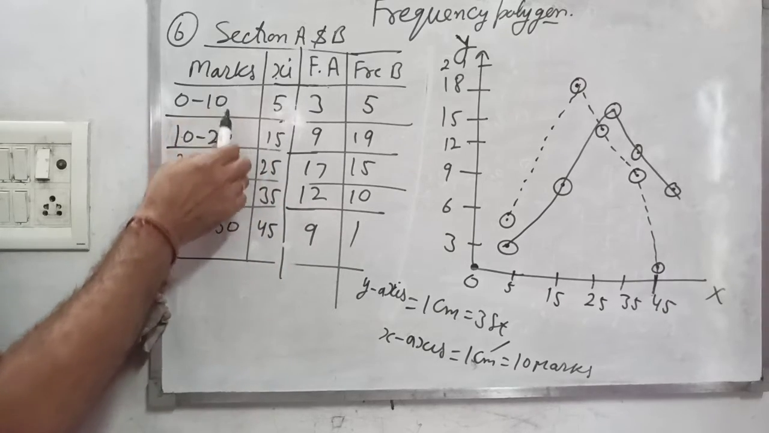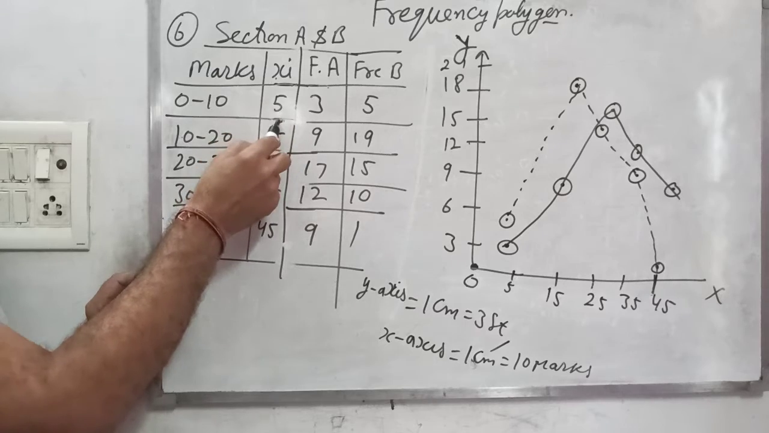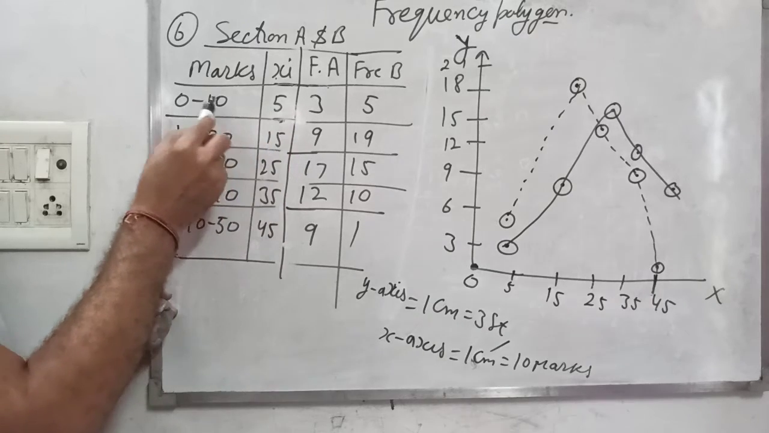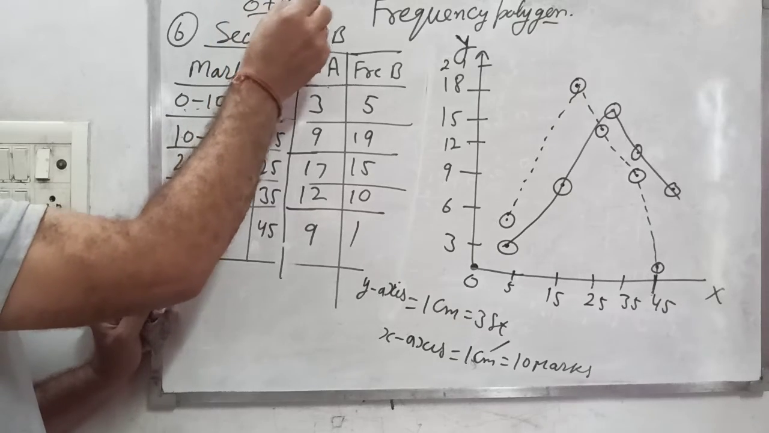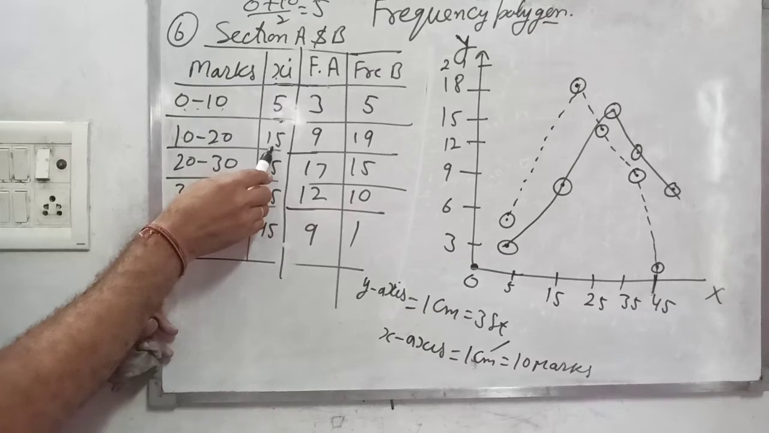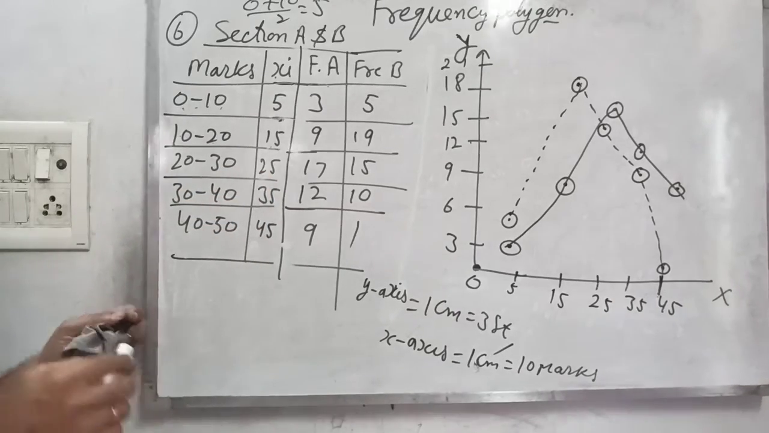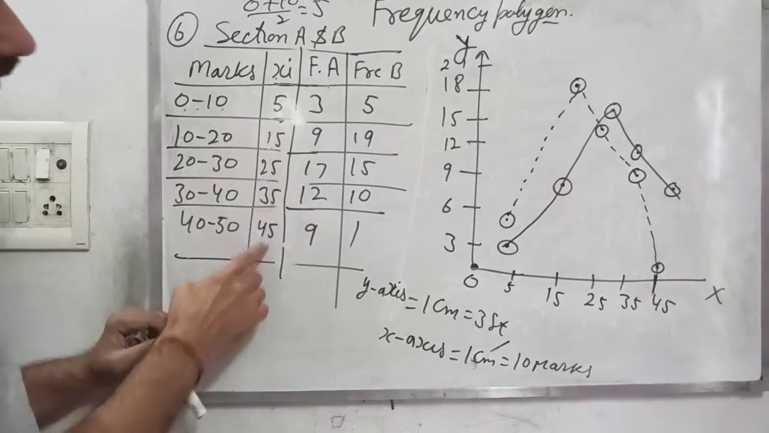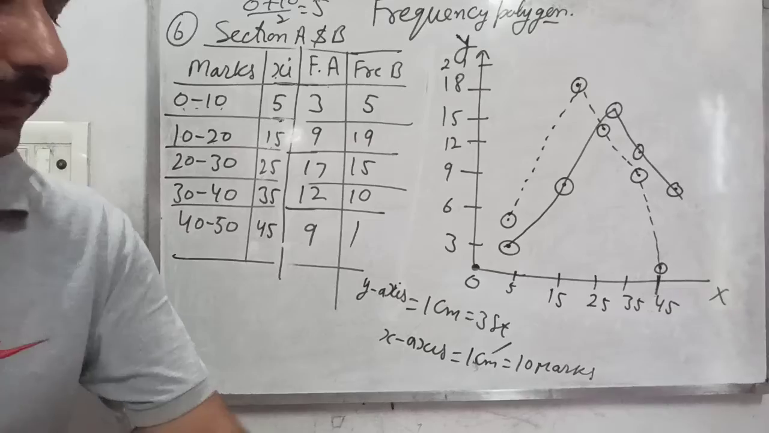Now from these intervals we make the mid values. We find the mid value, which we call xi. Adding 0 plus 10 divided by 2, you get 5. Similarly 10 plus 20 divided by 2, you get 15. Similarly 25, 35 and 45. Now with the help of these mid values xi, we can make the frequency polygon.